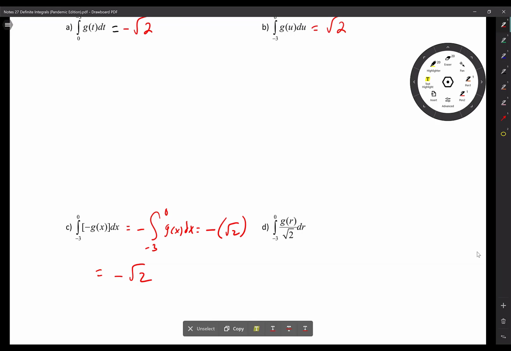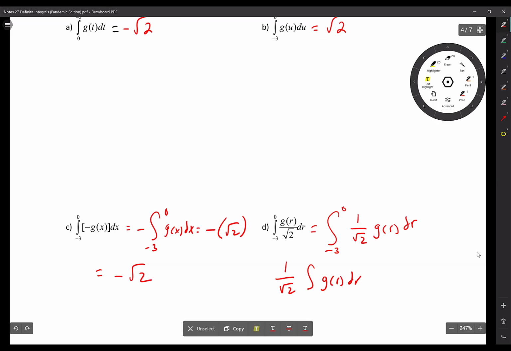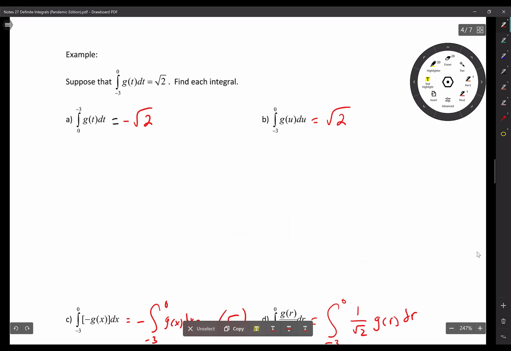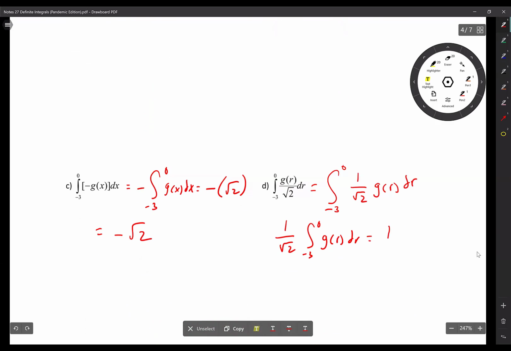Letter D, I have a constant in the bottom. If you want to think, let's rewrite it so you can see the constant better. -3 to 0, 1 over square root of 2, g of r dr. Maybe you see it better that way. So I can pull this constant to the outside, 1 over square root of 2 integral g of r dr from -3 to 0. And g of r dr from -3 to 0 was square root of 2. So 1 over square root of 2 times square root of 2. That's going to give me 1.